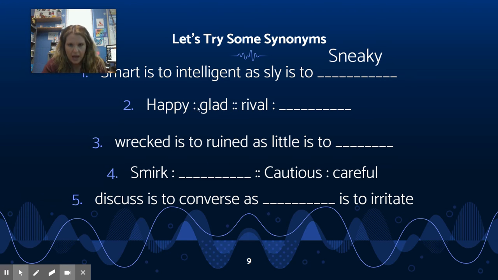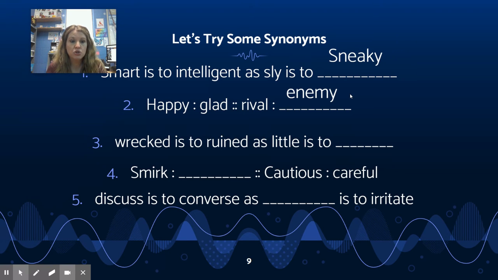If I'm happy, I'm glad. So a rival, well, what's a synonym? If someone is my rival, they're someone who I don't get along with or someone that I want to beat. I might even say they are my enemy. So happy is to glad as rival is to enemy. So you guys are going to try 3, 4, and 5, and then we'll see how you did.